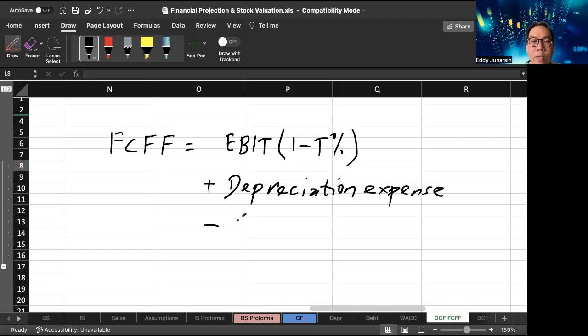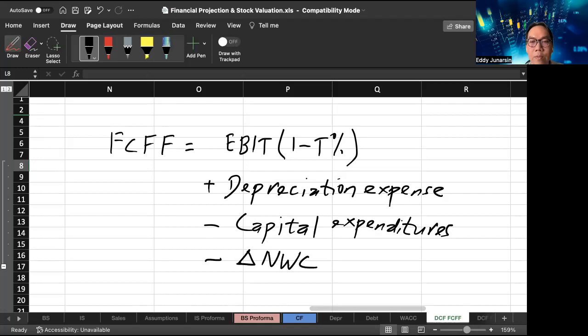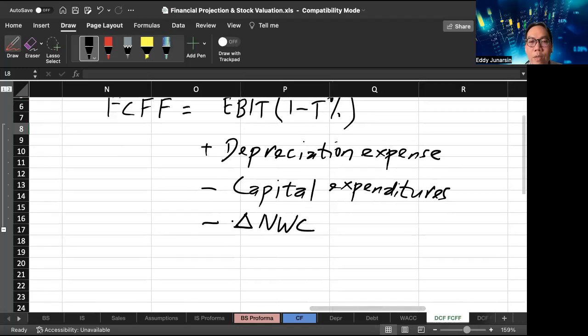Okay, minus capital expenditures. Then you deduct the change in net working capital. Right, change in net working capital. Then what else do you need? Do you add the terminal value or horizon value, if any?